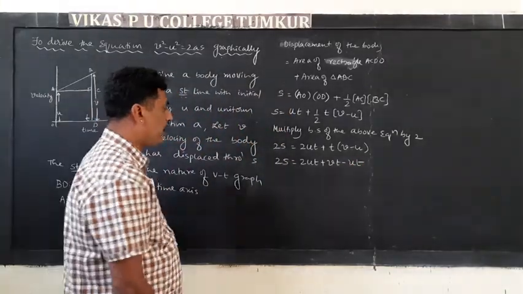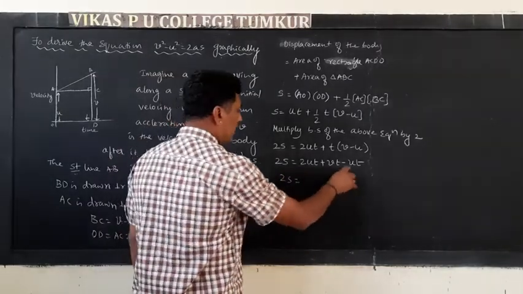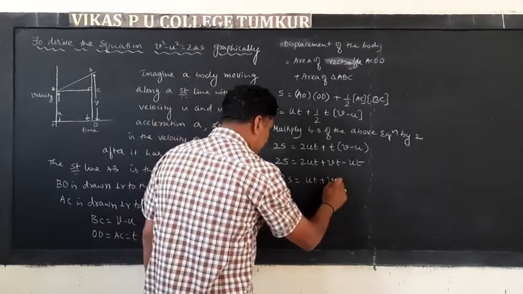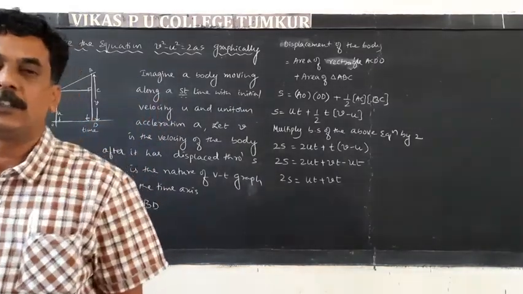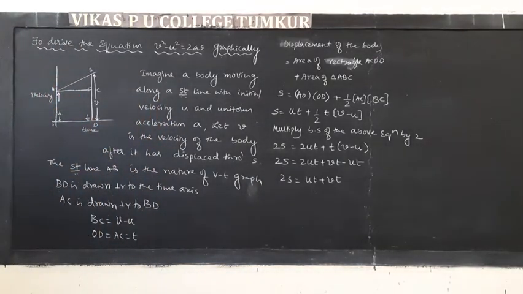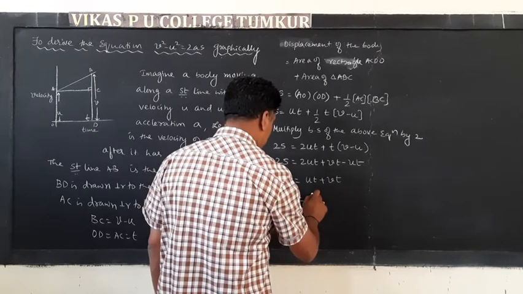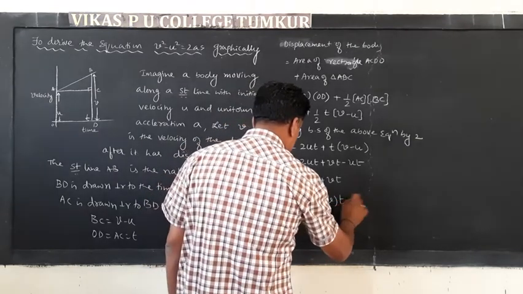So let me simplify this. 2s is equal to 2ut minus ut, which is ut, plus vt. So I have simplified that. And then I shall take out the common factor t here. I am left with (u plus v) into t.